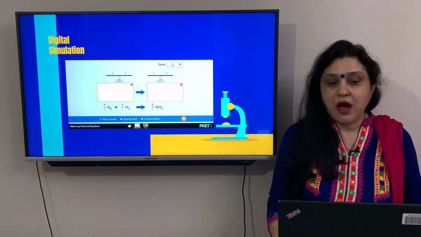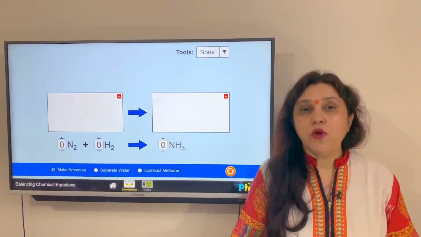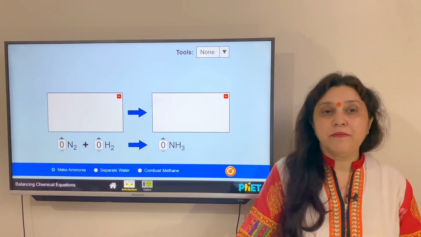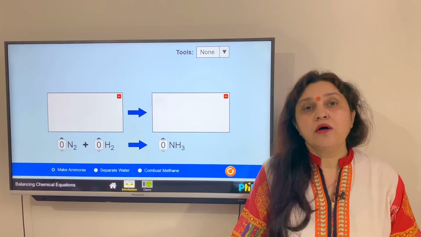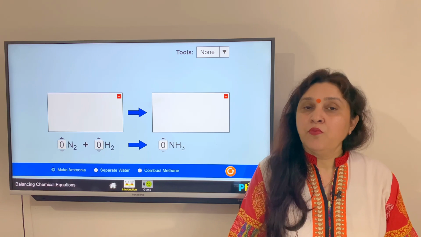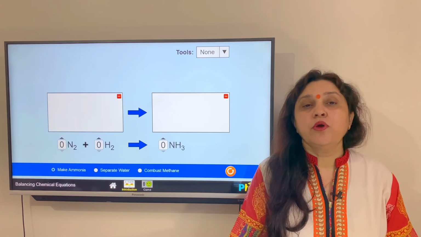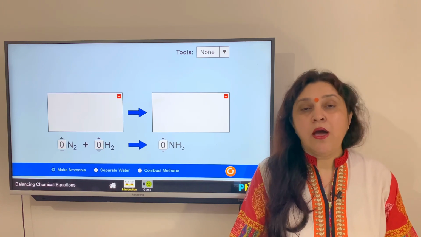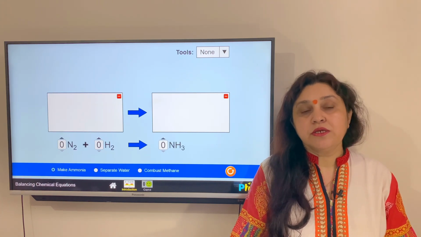Now, let's start with the digital simulation for balancing chemical equations. As we all know, during this pandemic situation from last year, we are switching over to virtual mode of learning. So today I am going to explain to you about balancing of chemical equations using digital simulation.